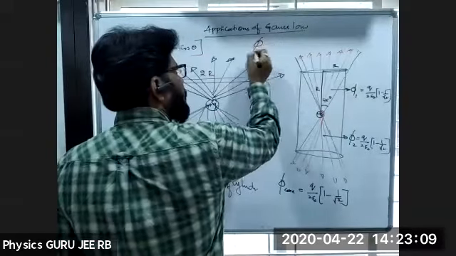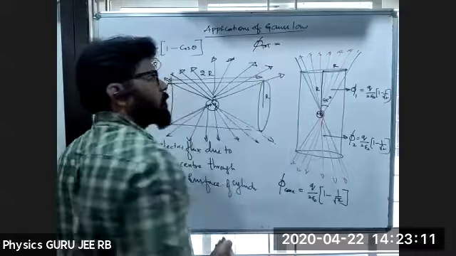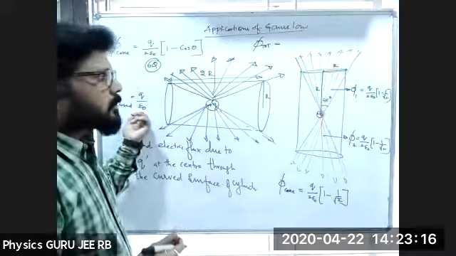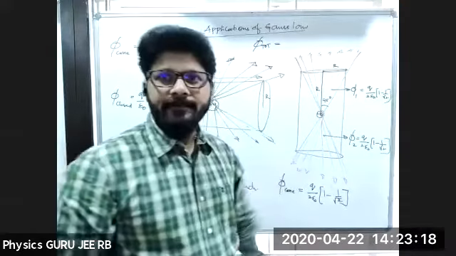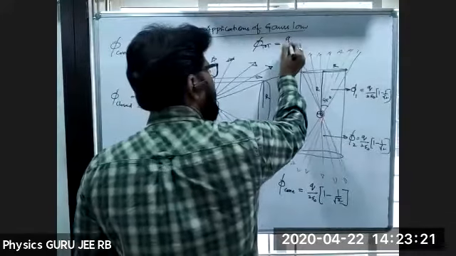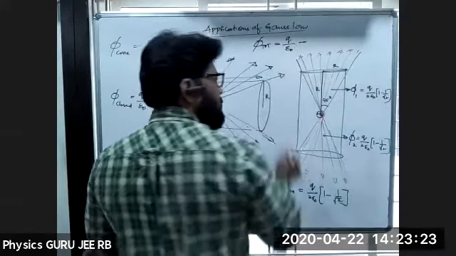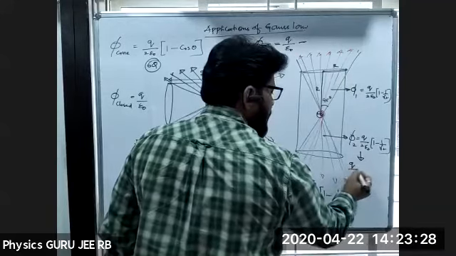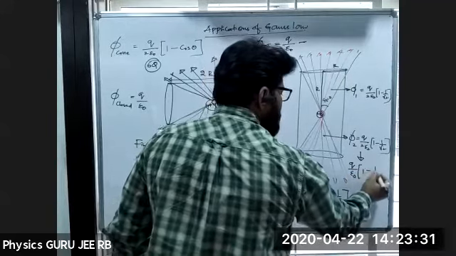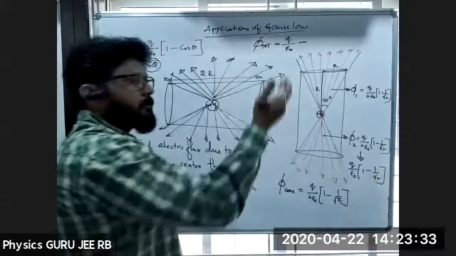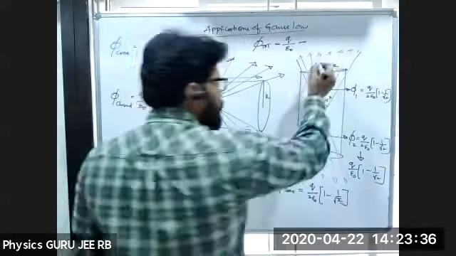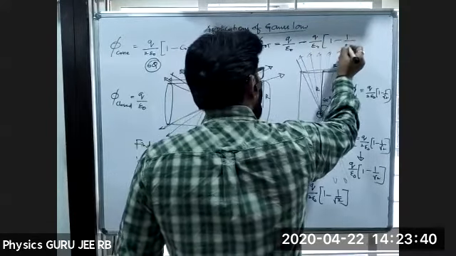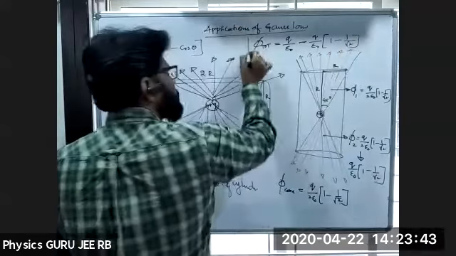Now the total flux is Q by epsilon naught minus these 2 parts. Q by epsilon naught minus, you add both the things. If you add both the things, what will I get? Q by epsilon naught into 1 minus 1 by root 2. Subtract it, then we'll get Q by epsilon naught into 1 minus 1 by root 2. That's all. This is the required equation.